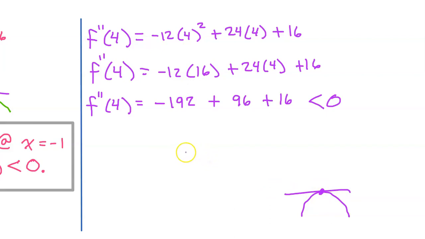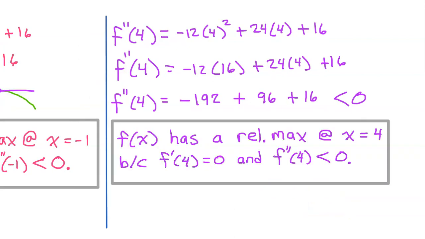Let's write it up. So we would say f of x has a relative max at x equals 4 because f prime at 4 is equal to 0 and f double prime at 4 is negative.